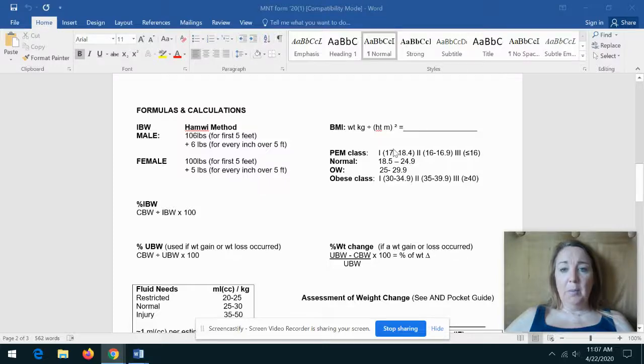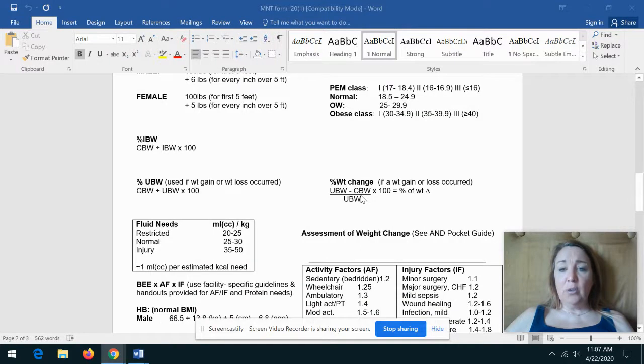So you'll figure out their BMI and indicate which class they're in. Next is the percent weight change. Here you're taking the usual body weight, we had that over here, right? That is indicated from the medical record or from the patient. We're subtracting their current body weight and dividing that by their usual body weight and multiplying that by 100. And that's giving you the percent of weight change.